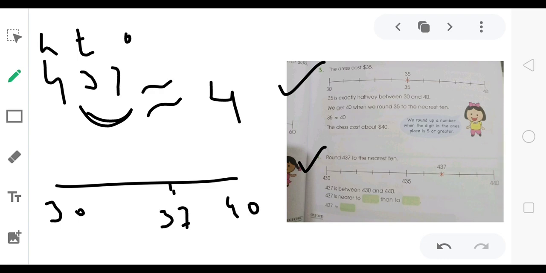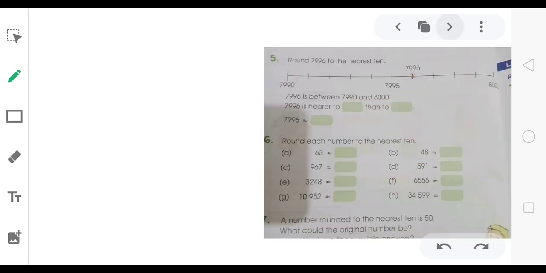So what does it mean? It means 37 will become 40. Again I am telling you, 7 is a strong number, or this one is greater than 5, so it will push 3 tens to the next tens. That one is 40. Is it clear? Come to the next page.